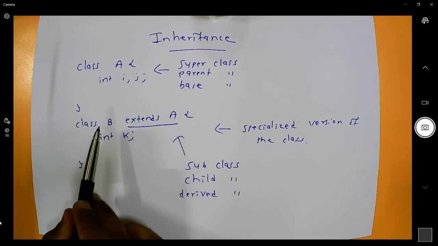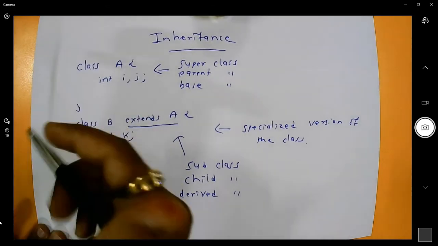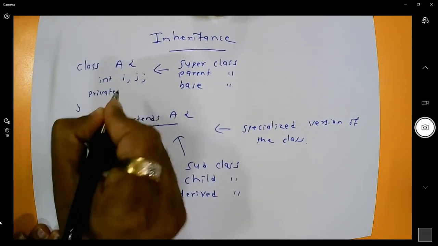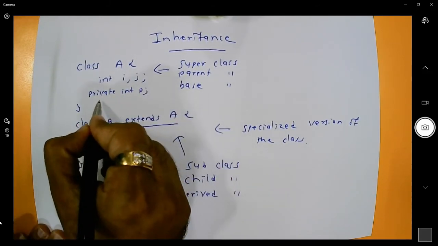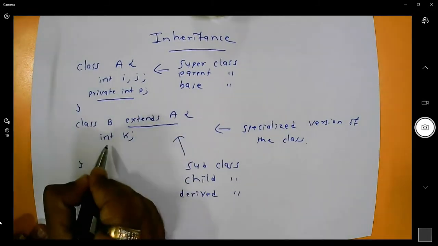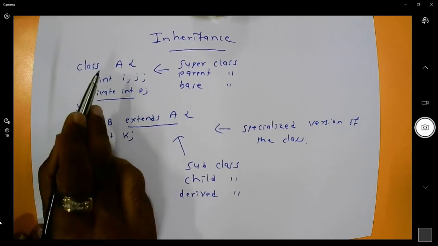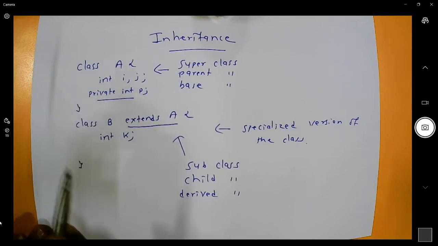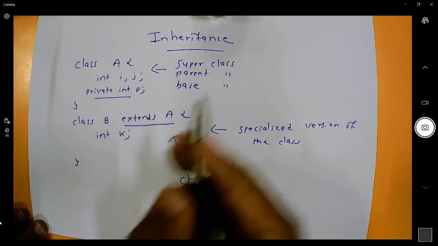Which properties can the class access? This class, the subclass, can access only non-private members. For example, this class A has a private integer, and that variable name is, for example, P. Then this P is not accessible by the child. This child class B cannot access the variable P of A. Why? Because this is declared as private. So in short, you can say a subclass can access only non-private members.